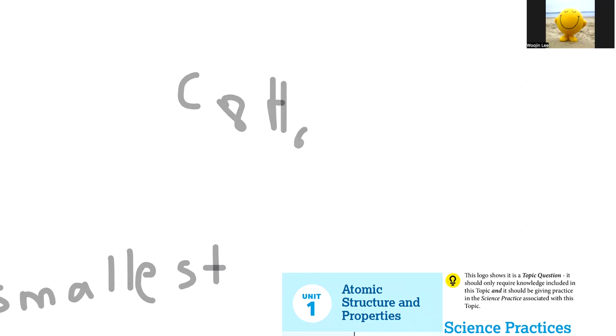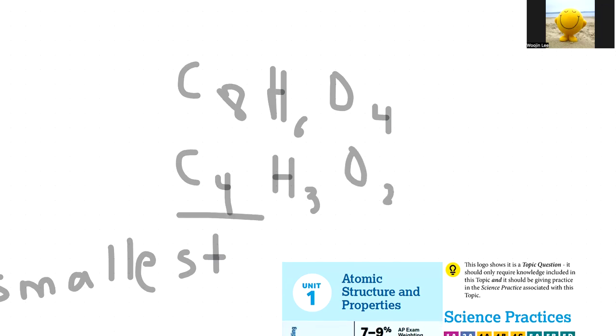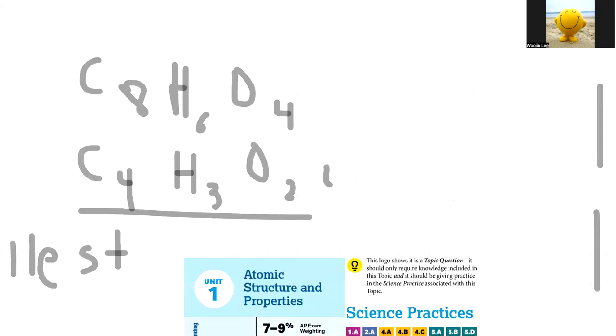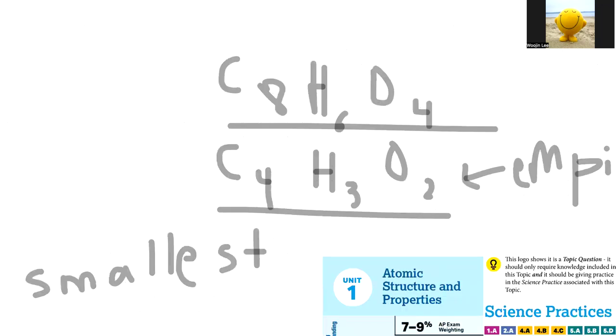C8H6O4, some organic molecule, and then you have C4H3O2. So what's going on here is that the formula on the bottom is going to be called the empirical formula. And the one on the top is called the molecular formula.